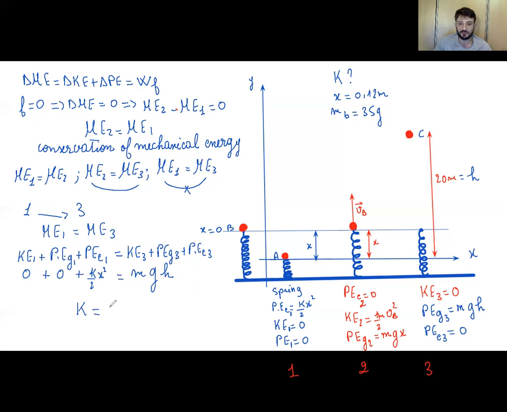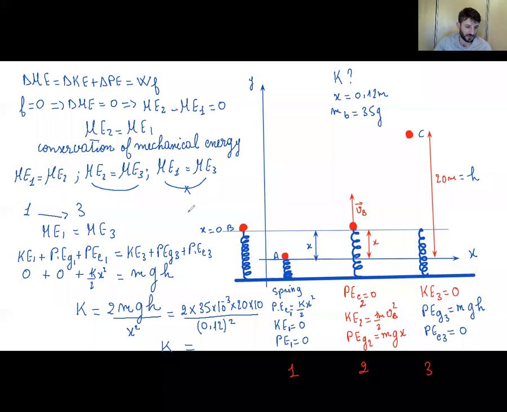So k equals 2mgh divided by x squared, equals 2 times m equals 35 gram, 35 times 10 to the power minus 3 kilogram, times h equals 20 meter, and g equals 10, divided by x squared, equals 0.12 squared. We get k equals 9.953 Newton.